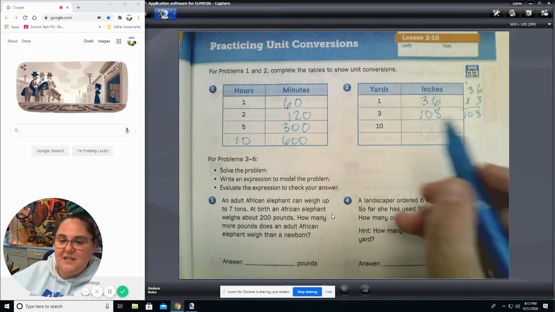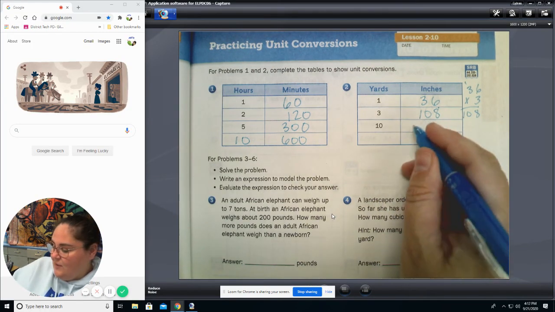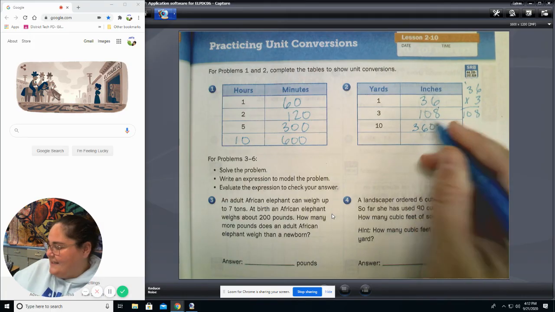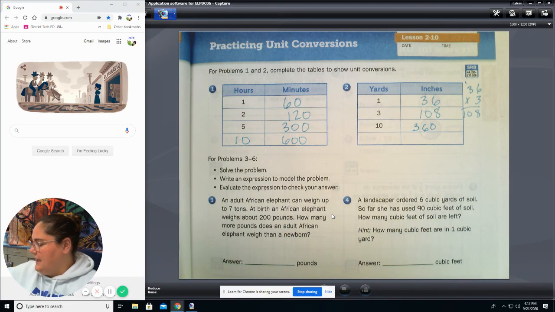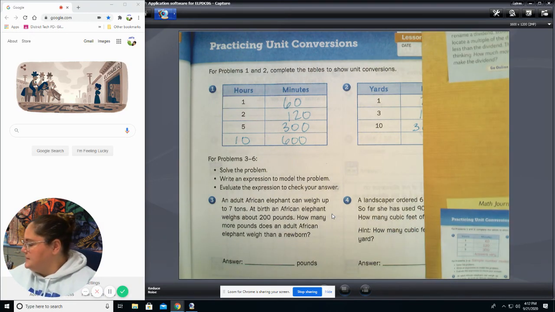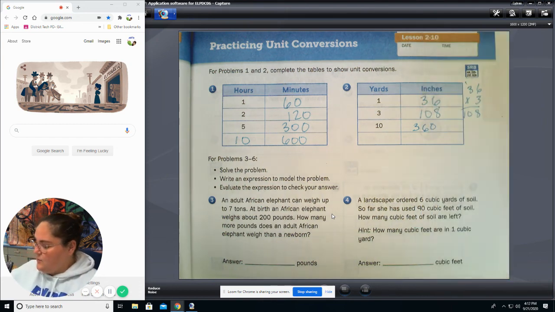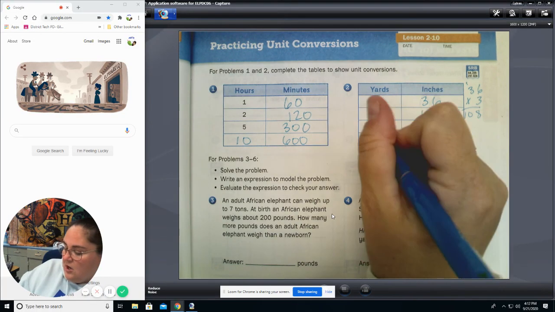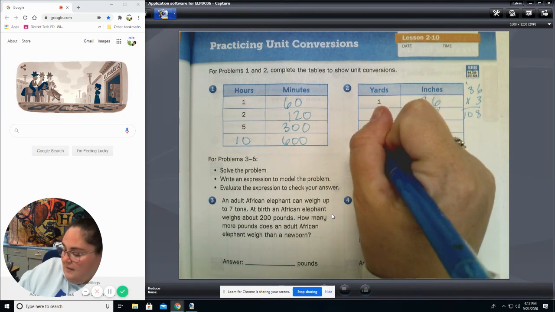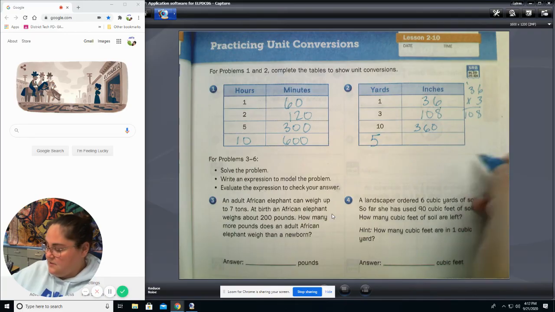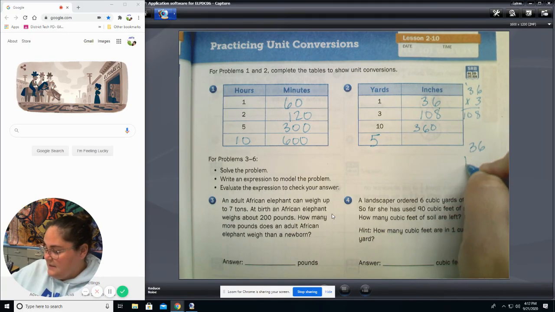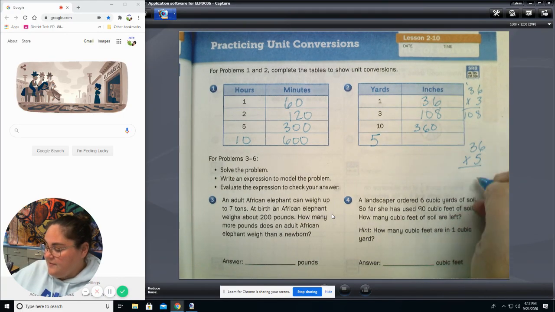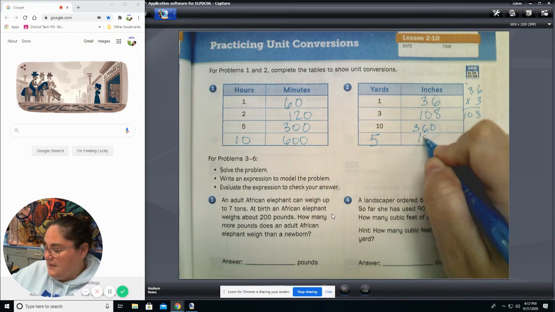Now you're going to find out for 10 yards. For 10 yards, it's easy. You add that 0, so 360 inches are in 10 yards. And we are going to do another sample. We're going to say how many inches are in 5 yards. So I'm going to do 36 times 5. 5 times 6 is 30, carry my 3. 5 times 3 is 15, plus 3 is 18, so 180.